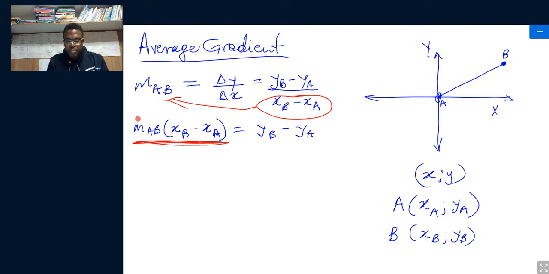So you will multiply the gradient of line AB, the average gradient, with x sub b and also with x sub a. Then it depends on the variable that is unknown that you are supposed to solve for, and then you make it the subject of the equation. I think that is clear. That is all about average gradient.